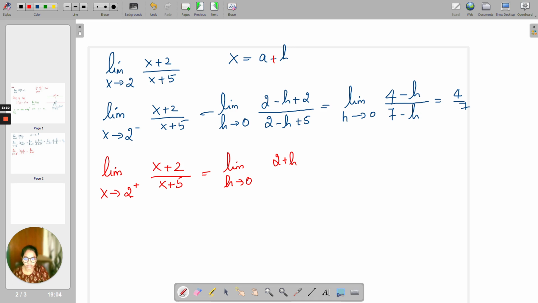Okay, so in the place of x, we wrote it as 2 plus h. What else is remaining? Plus 2, right? Let me write that down. Plus 2 divided by, in the place of x, again I would have to replace it with 2 plus h plus 5. Yes, what would I get? Again, limit h tending to 0, 2 plus 2 is 4 plus h divided by 5 plus 2 is 7 plus h. Yes, again I would get 4 divided by 7.